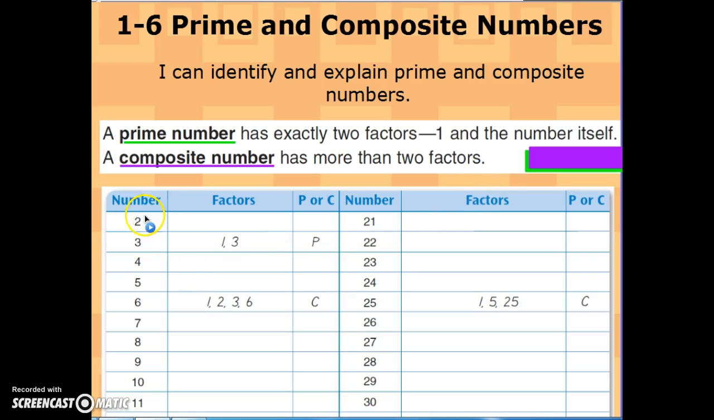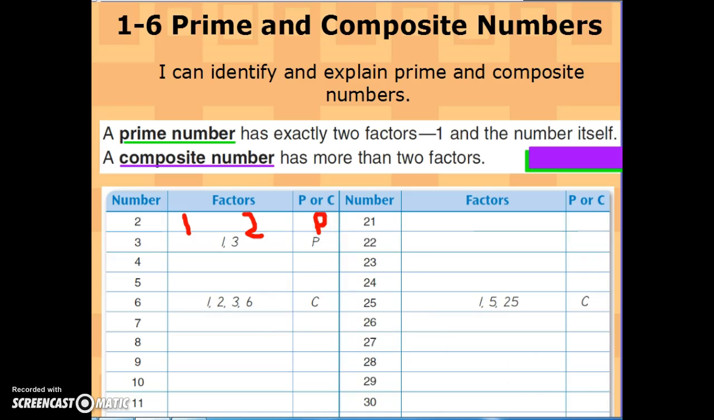So we're going to take a look at these numbers and we're going to see what factors they have and then determine if they're prime or composite. So we'll start with 2. What can I multiply to get 2 as my product? Well, I do 1 times 2. Remember, you can always do 1 times the number itself. I don't have another way to make 2, so there's exactly two factors here, 1 and the number itself, making this prime.